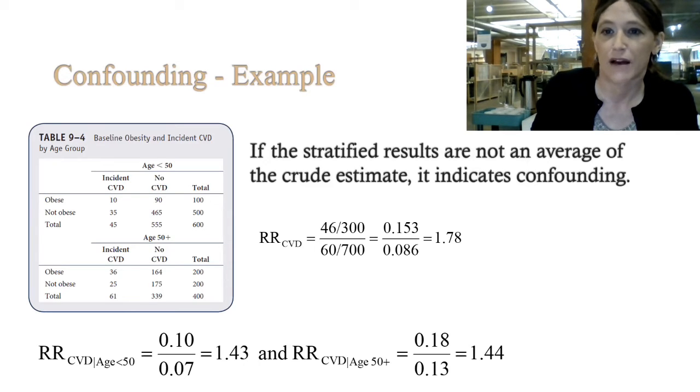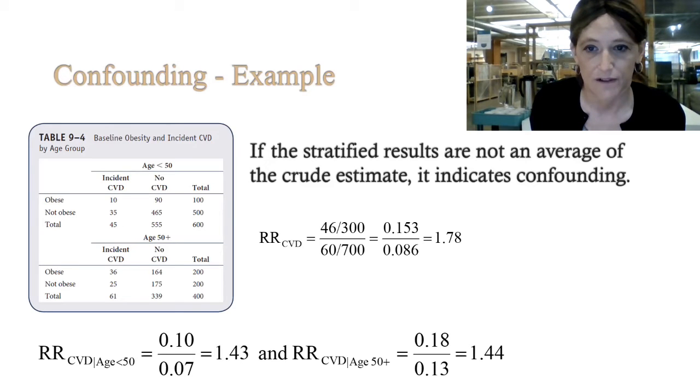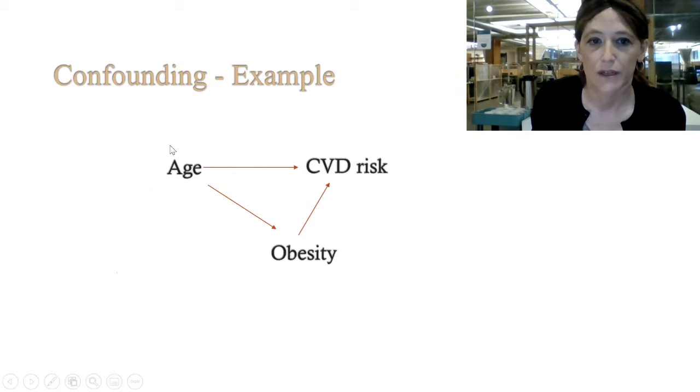And even if that was less than 10%, if there was a relationship that was potentially confounding, we would want to include something like age in a final multivariate model. Okay, so we can think about this schematically as age is a predictor of cardiovascular disease risk.